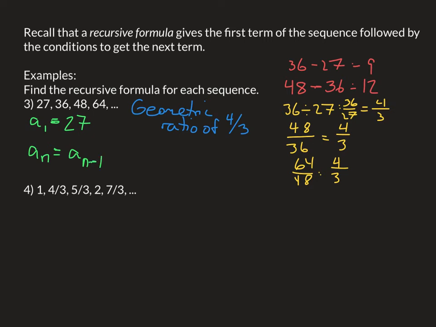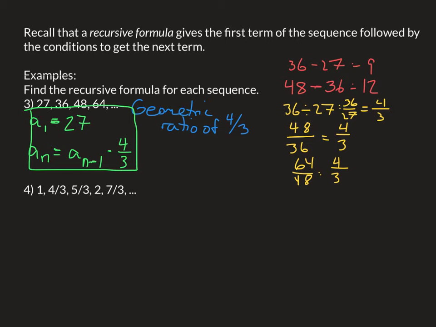So if I'm looking for the 10th term of this, I find the 9th term, and then what do I do with it? I multiply it by 4/3. So again, if I want the 10th term, that means n is 10. So a sub 10 is equal to a sub 9 times 4/3. I could do that for any term I wanted. If I wanted the 100th term, I take the 99th term times 4/3. Okay, and that's our answer here. That's how we express this recursively. When we say recursive, that means it refers to itself. And so here it always refers to the previous term to get to the new term.